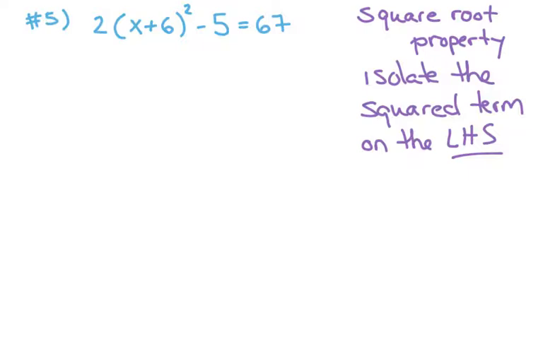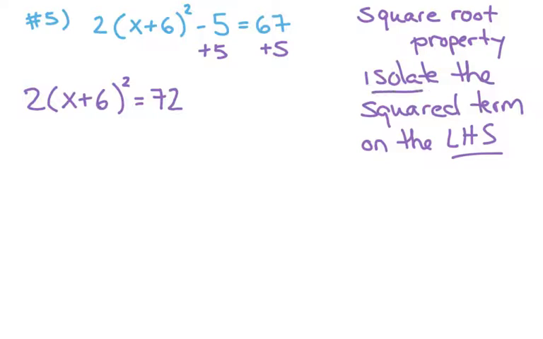So how do I do that? Well, first I need to add 5 to both sides. And I get this equivalent equation, 2 times this binomial squared equals 72. Now, we have to isolate that. What does that mean? It means divide by 2, get rid of that coefficient. So what are we looking at? (x plus 6) squared equals 36.